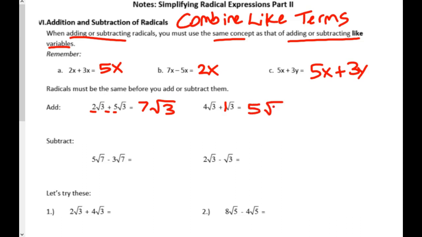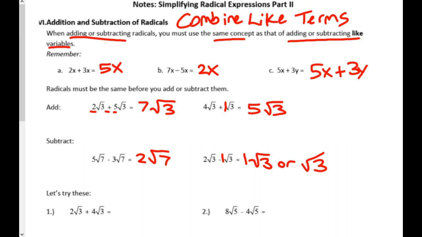5 square root of 3. Very good. So same idea, just now we're going to subtract. Everyone looking up here? So 5 square root of 7 minus 3 square root of 7. 5 minus 3 is 2 square root of 7. The square root stays the same. 2 square root of 3 minus, this should be 1 square root of 3, is 1 square root of 3, or just square root of 3. Okay?